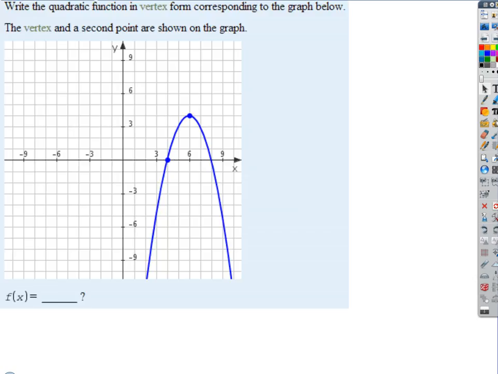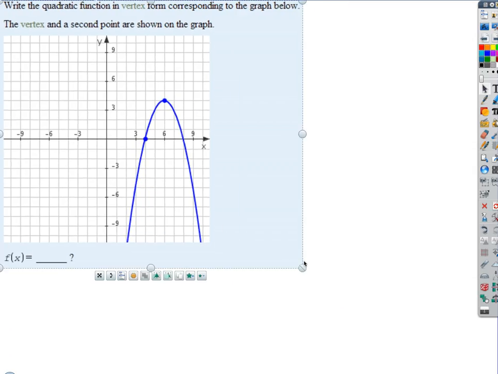Okay, so remember last time we looked at an example where it fit factored form or intercepts form. This is on the second test, the chapter 5 test, the quadratic functions non-graphing calculator test. So here's an example, a little different. Which form does this fit? And look what it tells you. It says, write the quadratic function in vertex form. The vertex and a second point are shown. What form are you going to put this in?